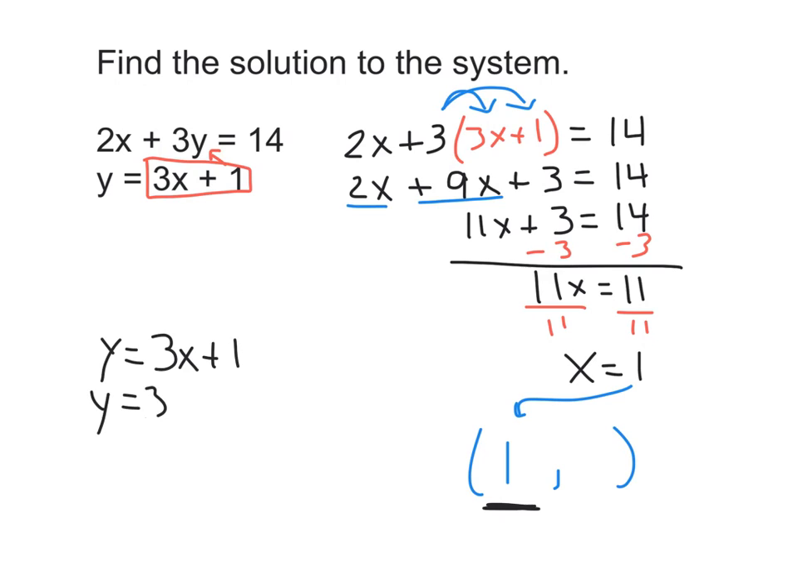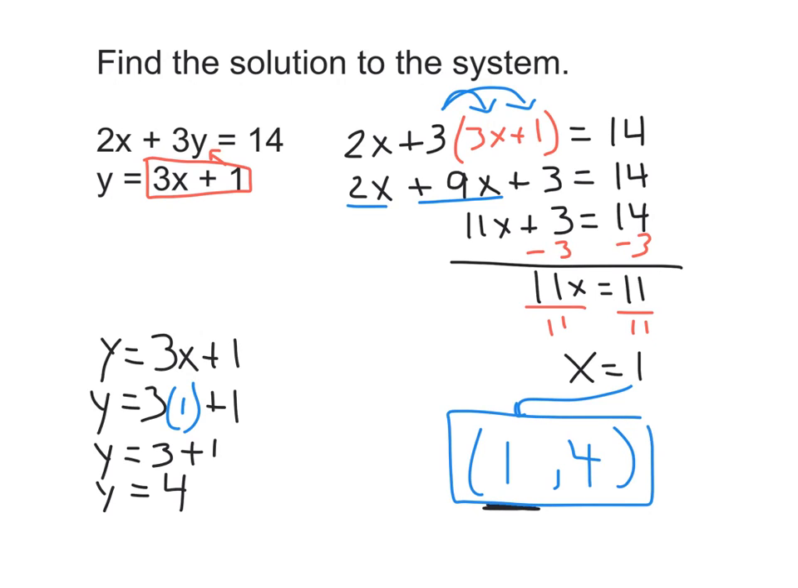So y equals 3 times 1 plus 1. So y equals 3 times 1, which is 3, plus 1, which is 4. So now we know our y value is 4, so we can put that right here, and we have our solution, 1, 4.